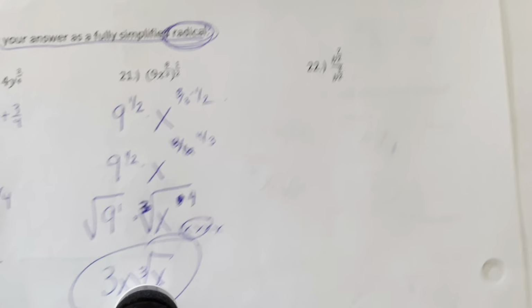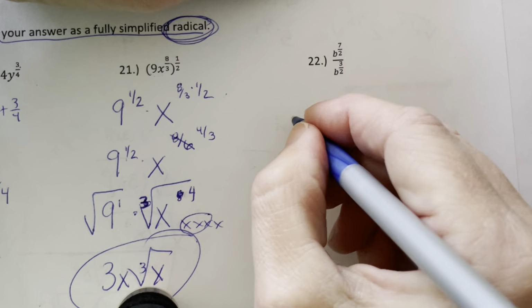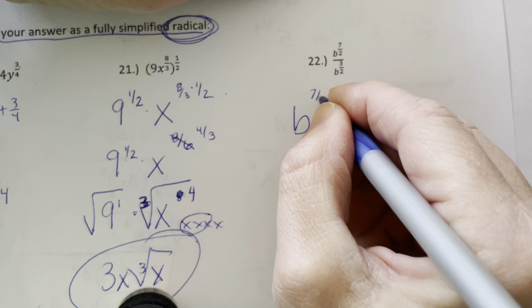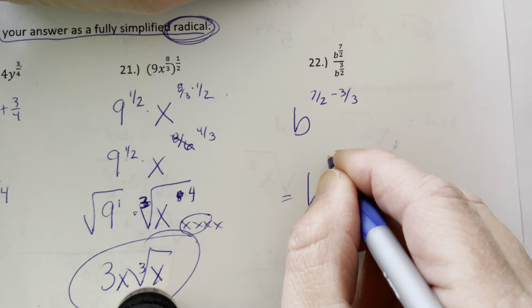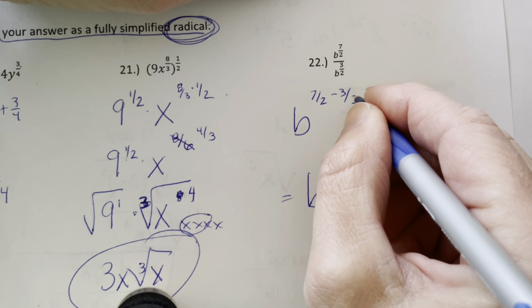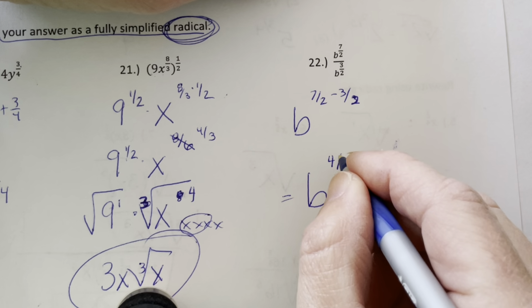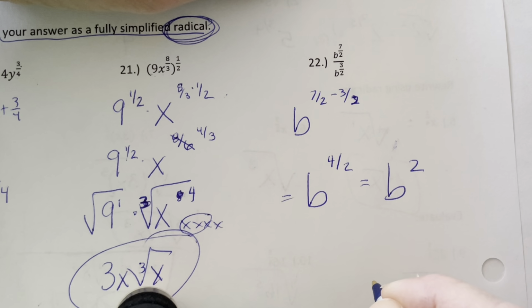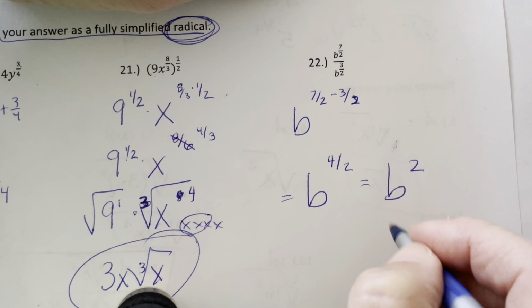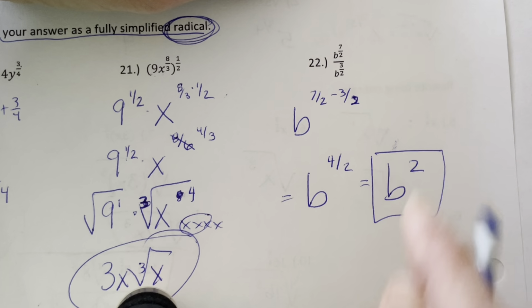Whereas number 22, same deal, subtract the exponents, so 7/2 minus 3/2. So this becomes b to the 4/2, which is easy, that's b squared. Yay, that can't get reduced anymore. We don't even have a root. That's my final answer.